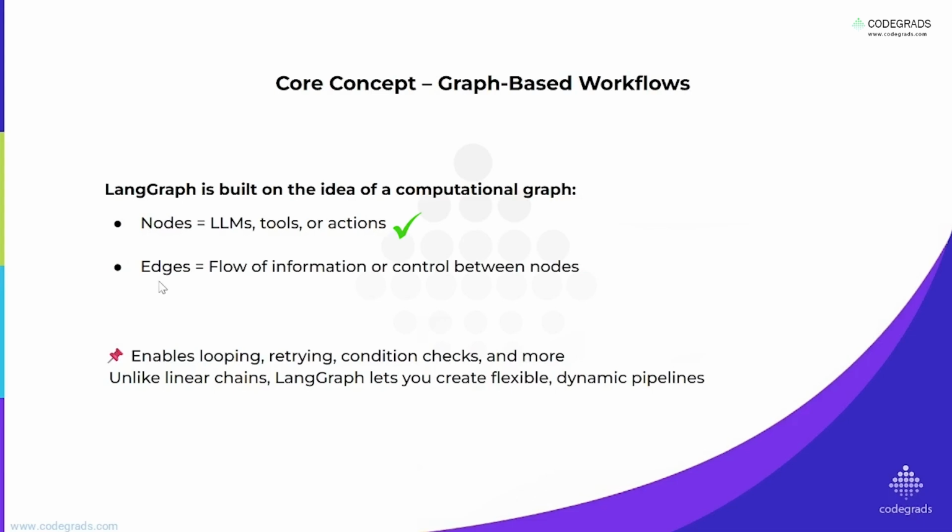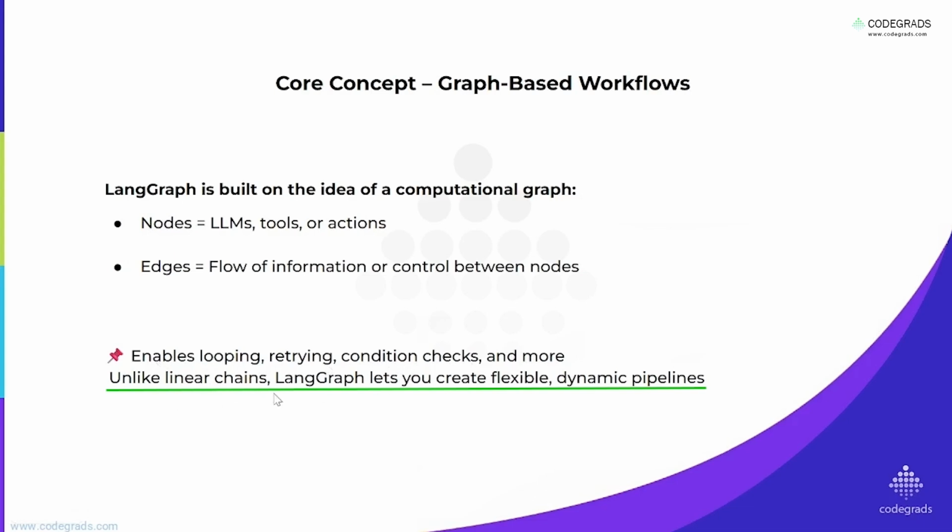Next one is the edges. It is the connection between the nodes. When there is a connection between the nodes, we call it an edge. Another one is the state. It is basically a Python dictionary that holds memory and is passed between the steps. Next one is the graph. That is the collection of nodes and edges defining your LLM application flow. It enables looping, retrying, condition checks, and more.